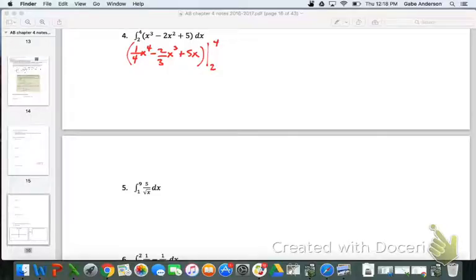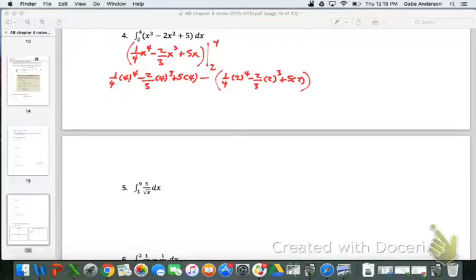So I'm going to plug in the 4. So it's going to be 1/4 times 4 to the 4th minus 2/3 times 4 cubed plus 5 times 4. And then as I said, we're going to plug in the 2 and subtract. So it's going to be 1/4 times 2 to the 4th minus 2/3 times 2 to the 3rd plus 5 times 2. So I plugged in the 4, I plugged in the 2, I hope I did it right, and I'm going to subtract.